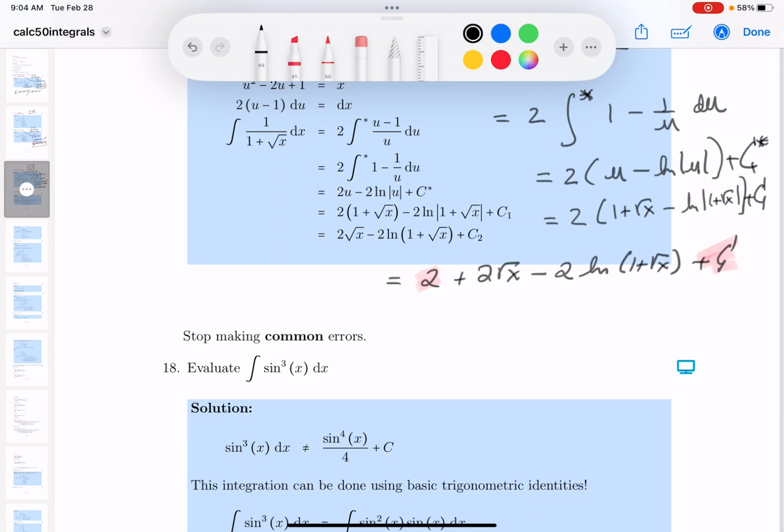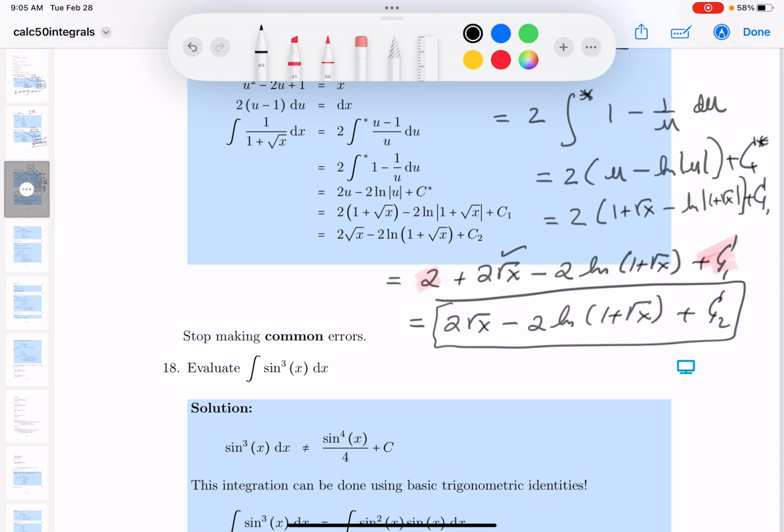All right, so I'm going to call this c1, and now I'm going to put another one down, a little simpler answer over here, 2 root x, you see that, minus 2, natural log, 1 plus root x, and now I'm going to use my second constant, which is actually c1 plus 2. I'm just going to call it c2, another constant. Put a box in this, and I'll look at the k.